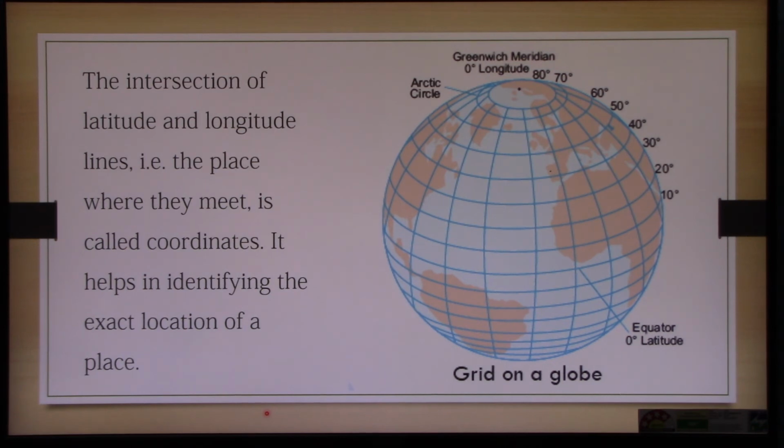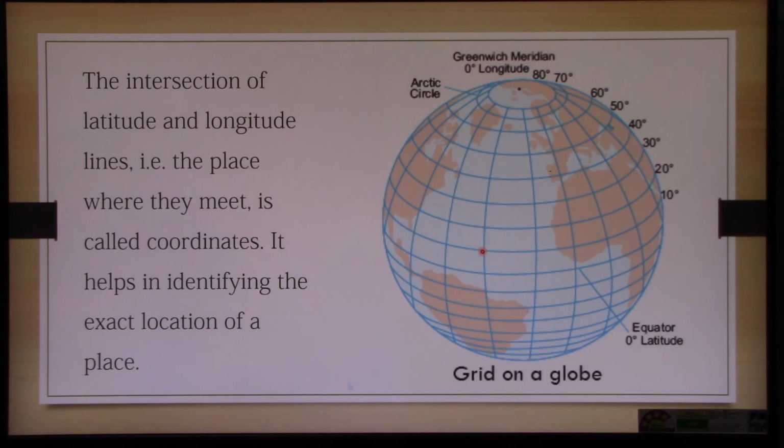Now the intersection of latitude and longitude lines, that is the place where they meet, is called coordinates. So what is intersection? Here, lines of longitude and lines of latitude. See this point? Intersection. Another intersection, another intersection. Likewise we have so many intersections and so many grids. All intersections. See children, look at these.